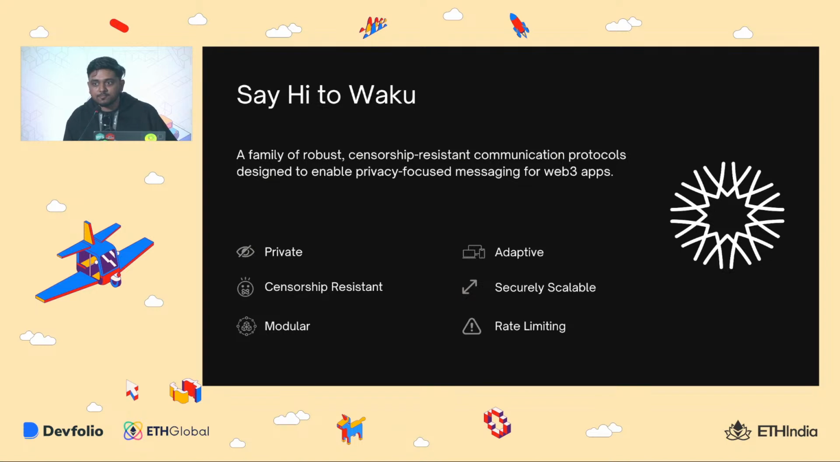So the 6 main values of Waku are: it's private out of the box, it's censorship resistant, meaning that the messages in the network cannot be censored by any centralized stakeholder.